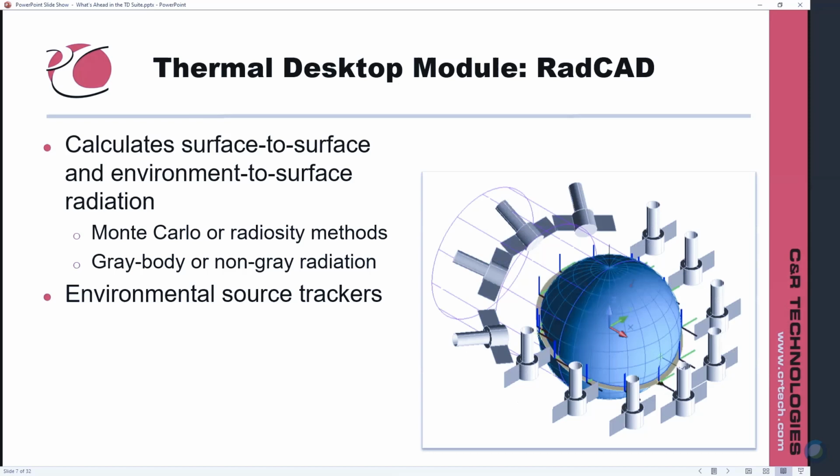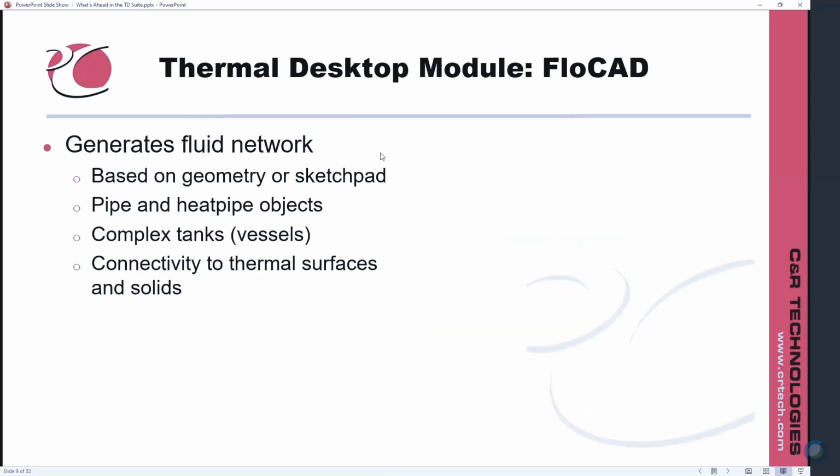Looking at RadCAD, we'll calculate surface to surface and environment to surface radiation using either Monte Carlo or radiosity methods. You can do gray body assumptions or do non-gray radiation through wavelength bands. There's also environmental source trackers that you can add in. So looking at the image on the right, you could be sun facing while you're in the sun and then earth facing while you're out of the sun. So all of that can be added in and automated.